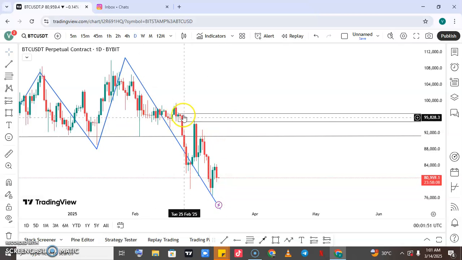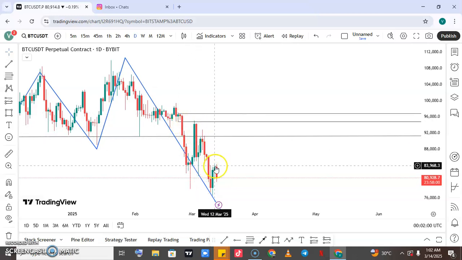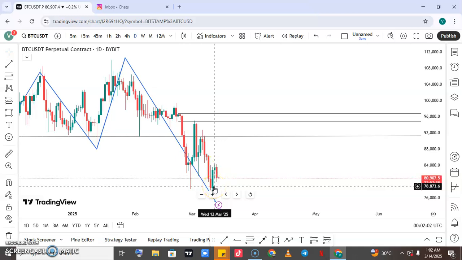Like taking this here, putting your stop loss above this area, you would have gotten this trade and then just sold the market from, I think, around 94 to the current price Bitcoin is at.